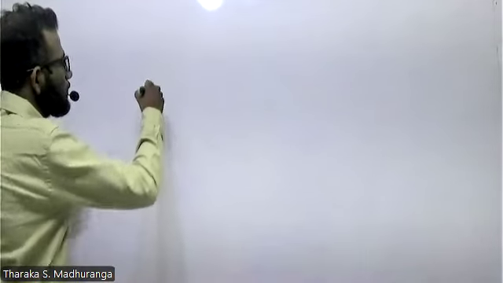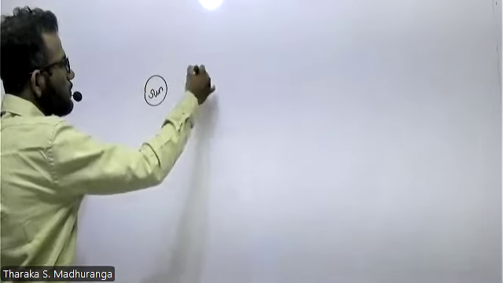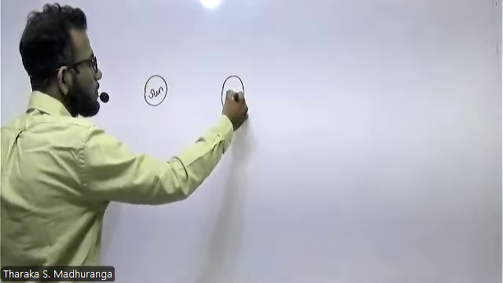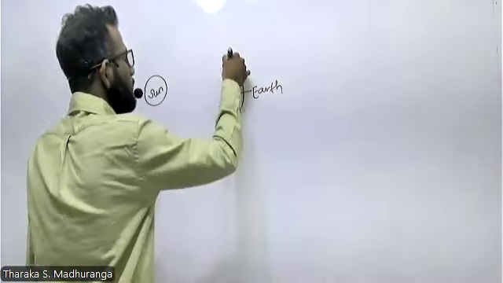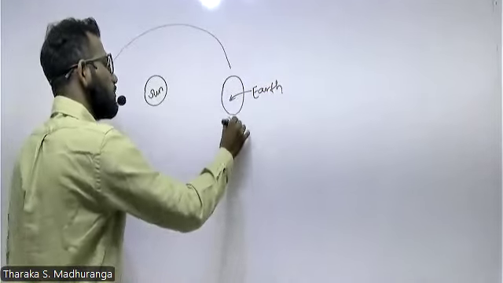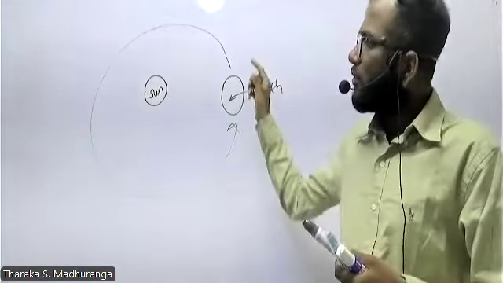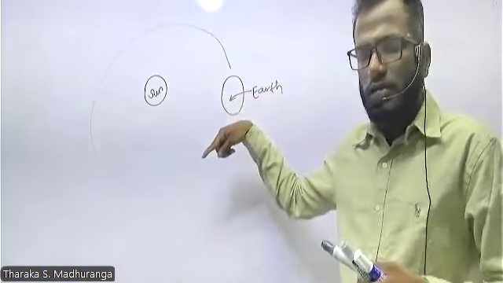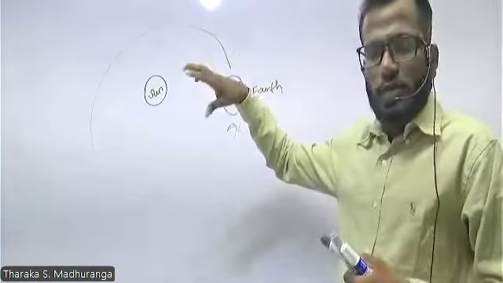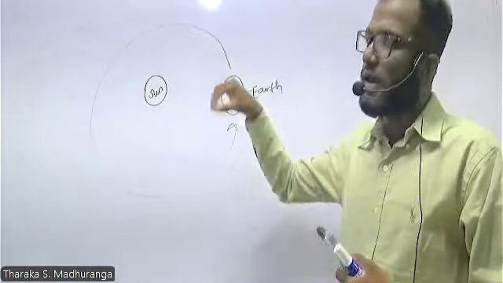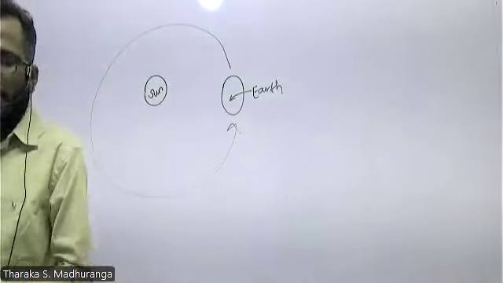Circular motion means, think of the Earth going around the Sun. This is not a rotational motion. This is a circular motion. In circular motion, the object rotates around some reference point. The rotational axis is outside the object. In rotational motion, the rotational axis is within the object.